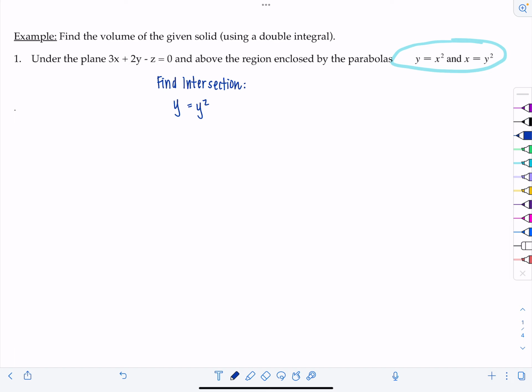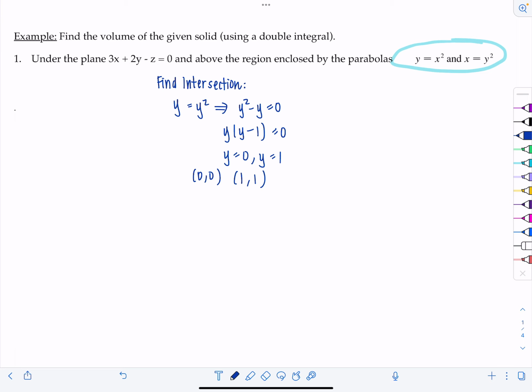Yes? Good. Love it. So this means that y squared minus y is equal to 0. If we factor, y times y minus 1 is 0. So either y equals 0 or y equals 1. And if y is 0, then x is 0. And if y is 1, then x is 1 also. All right.